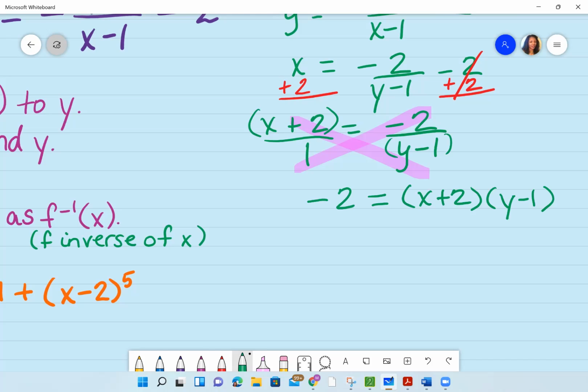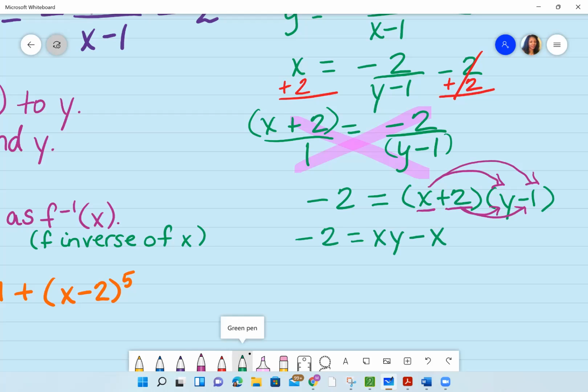Some of you are still struggling with distributing. So what we're going to do, we're going to take this first term, x. You have to multiply it times everything that's in the second set of parentheses. So what that will look like, I'm just going to bring the -2 down, will be x times y, which is xy. Then x times -1, which is -1x. You don't have to write the 1. Now you go to the second term and you do the exact same thing, 2 times y, and then 2 times -1. And now that's going to be plus 2y minus 2. What you want to do, because you're trying to get y by itself, so anything that has y, you want to keep it on this side.